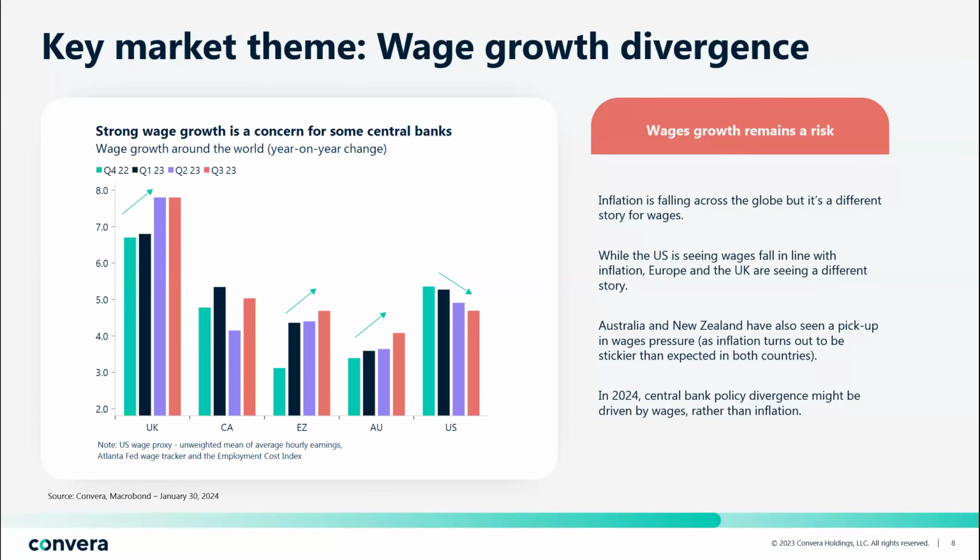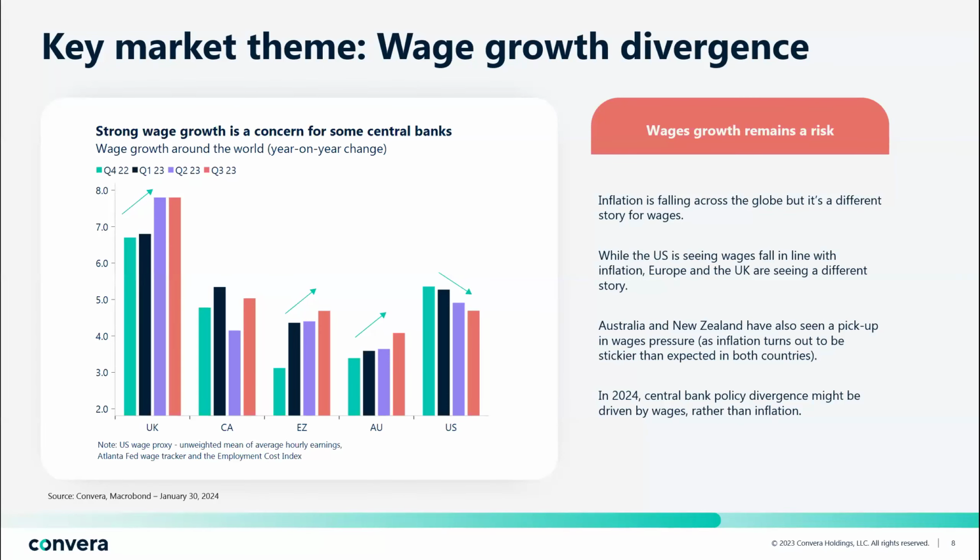Although we're seeing in the US, for example, that wages are falling in line with inflation, Europe and the UK are seeing a different story, as you can see on this chart here. And even in Australia, there's been a sharp pickup in wage pressures lately, and that's led to a slightly more hawkish Reserve Bank of Australia that we heard from this week. The other thing that we're watching closely is the potential for central bank policy divergence in light of this, therefore being driven by wages as opposed to inflation. And this could drive more volatility and also FX trends in the future.